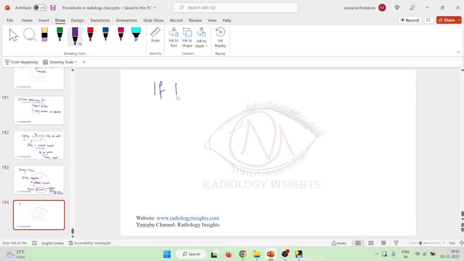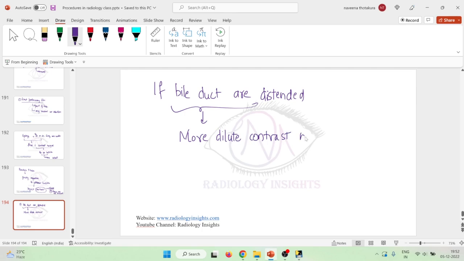Next, if you see that the bile ducts are distended, then more dilute contrast medium can be added. So if bile ducts are distended, more dilute contrast medium is injected. But one important thing is never over-distend it.